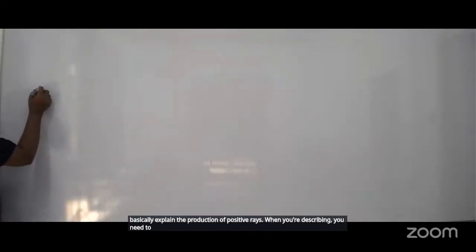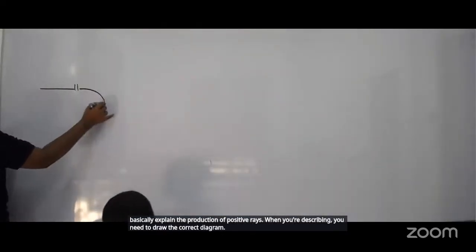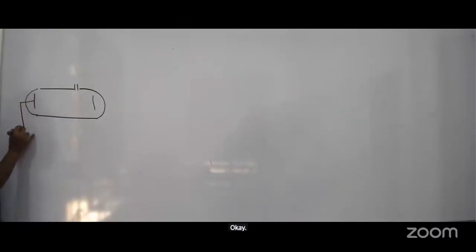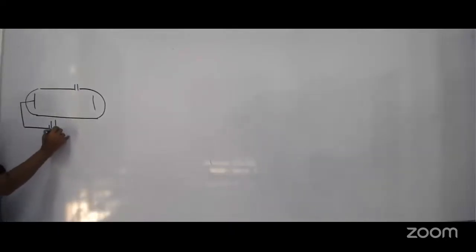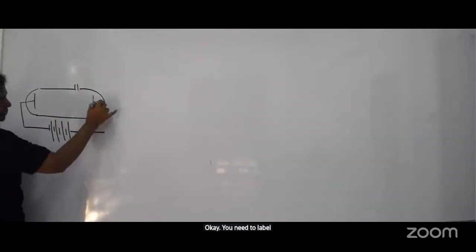Stop writing and take a pen. Briefly explain the production of positive rays. When you're describing, you need to draw the correct diagram. You need to label all these points.